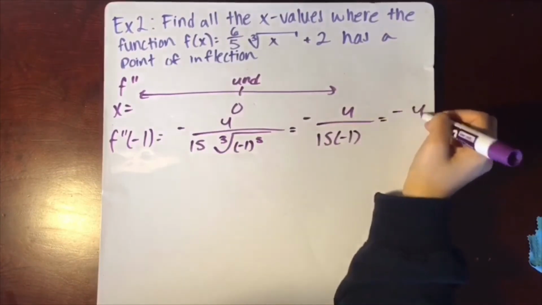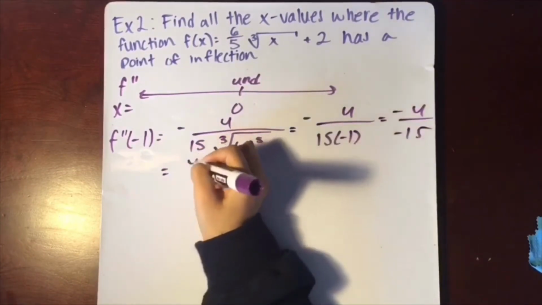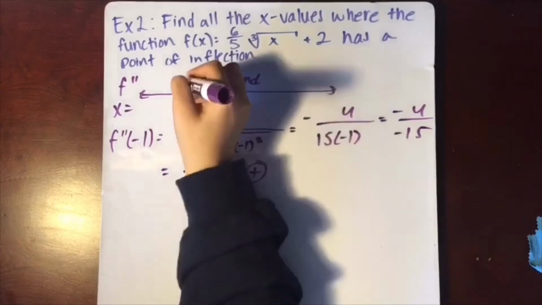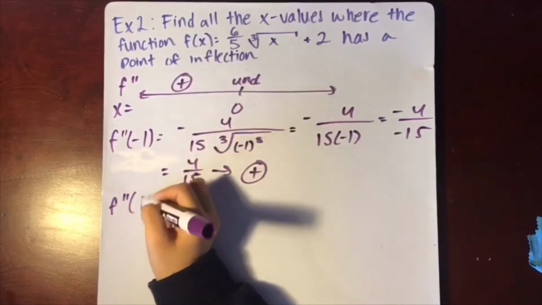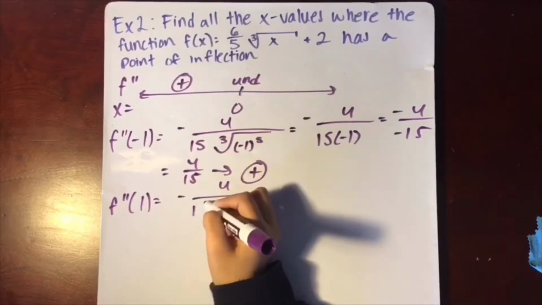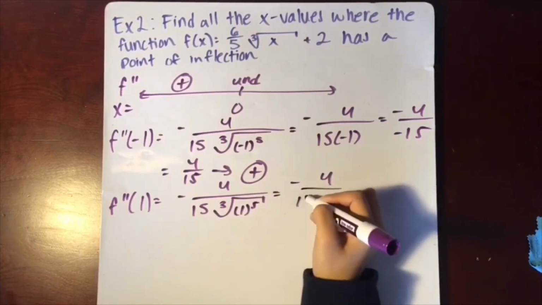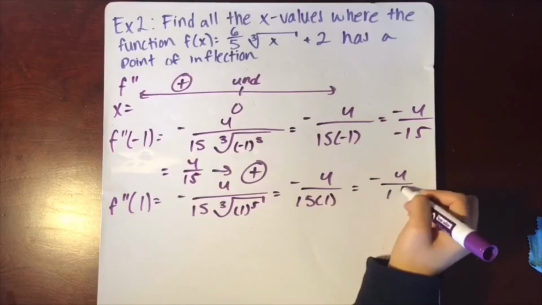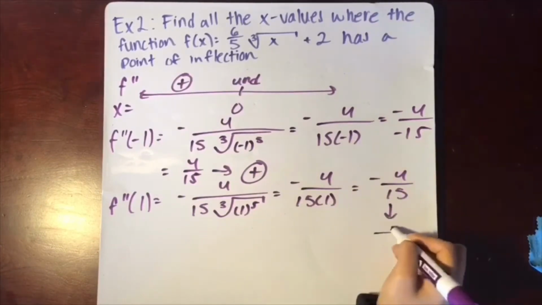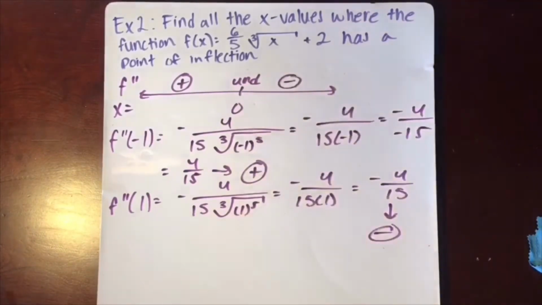We plug in negative 1 and find that f double prime of negative 1 yields a positive value. So f double prime of x is positive when x is less than 0. When we plug in 1, we find that f double prime of x is negative, meaning f double prime of x is negative when x is greater than 0.